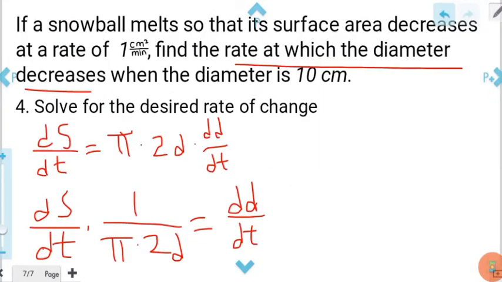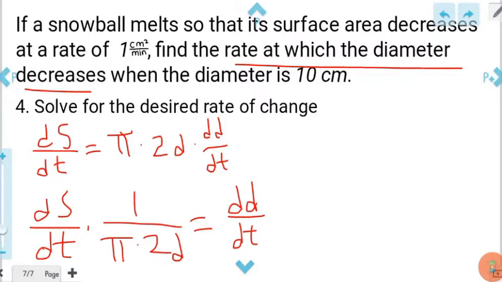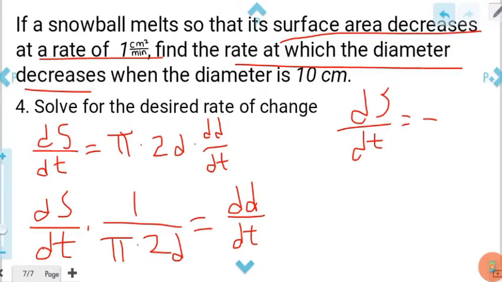Right, so we've solved for our dd dt. Now all we need to do is plug in the values that we have for ds dt and for d, right? Because those are obviously not numbers. We need to plug something in for those so that we can figure out the actual value of dd dt. So to do that, we know that the surface area is decreasing at a rate of 1 squared centimeter per minute. So basically what that tells us is, since it's decreasing, ds dt is going to be a negative number, and we know that it's decreasing at a rate of 1 squared centimeter per minute. So ds dt is going to be -1.